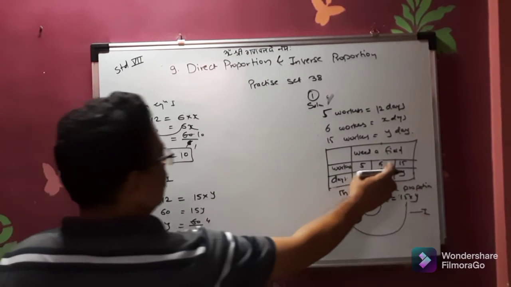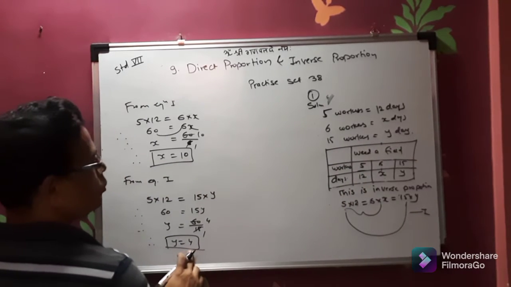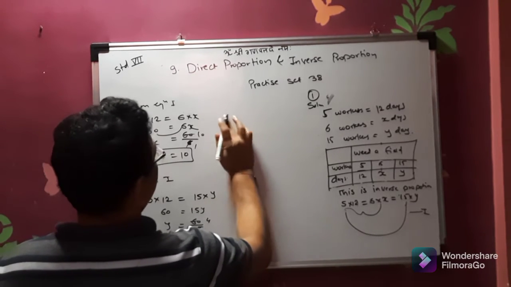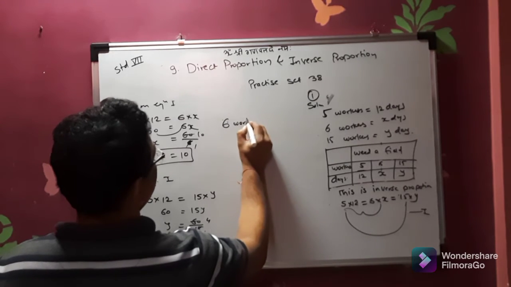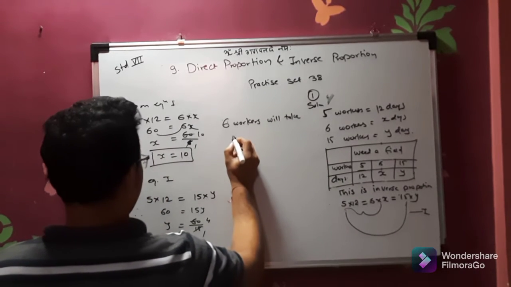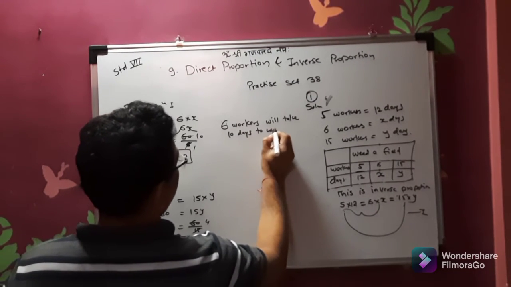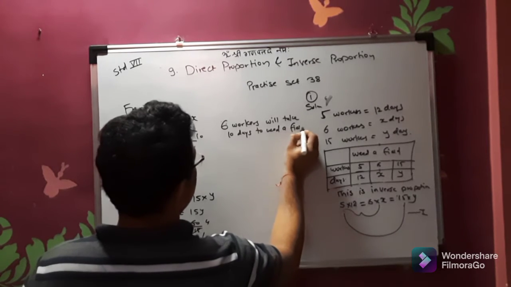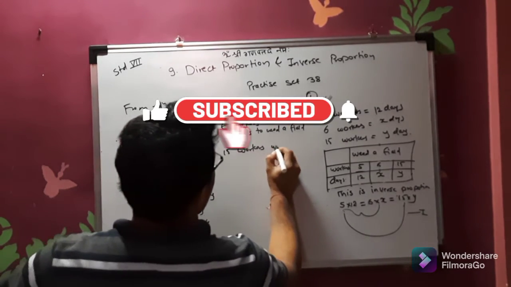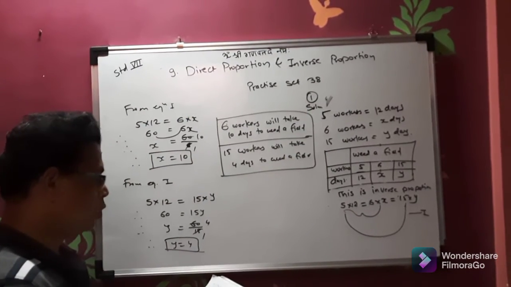So 6 workers will take 10 days to weed a field, and 15 workers will take 4 days to weed the field. So we have to write the answer. 6 workers will take 10 days to weed a field, and 15 workers will take 4 days. Answer. Hope you have understood this problem.